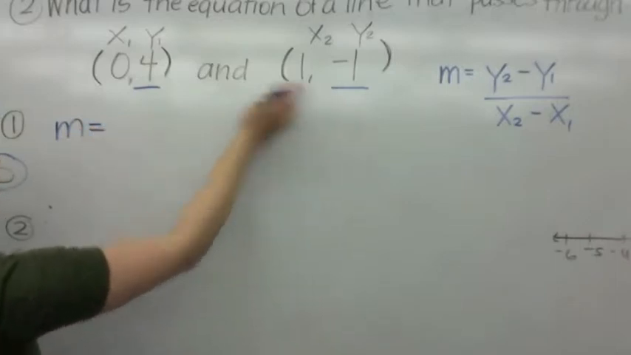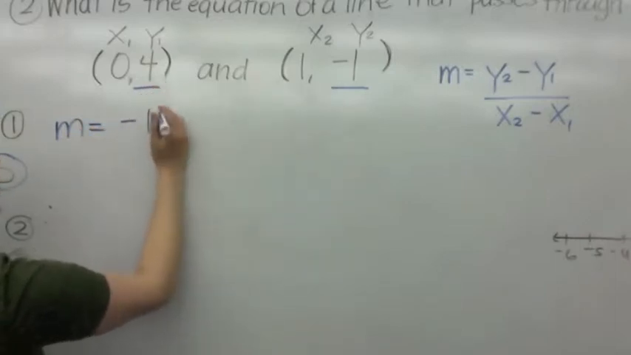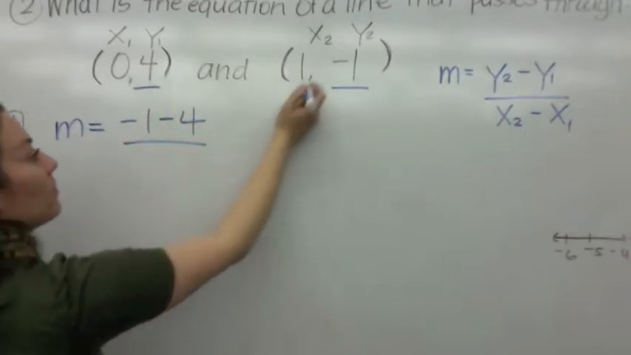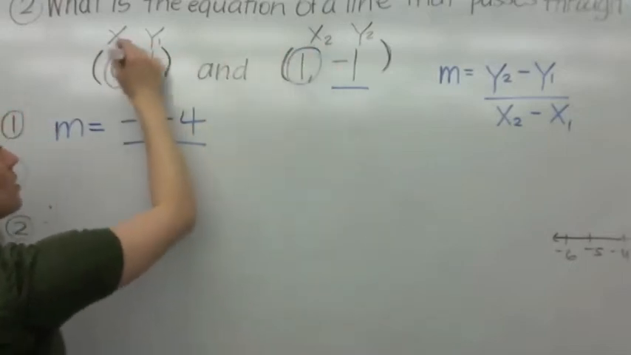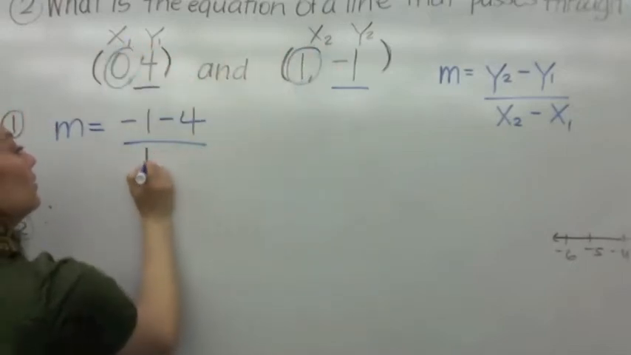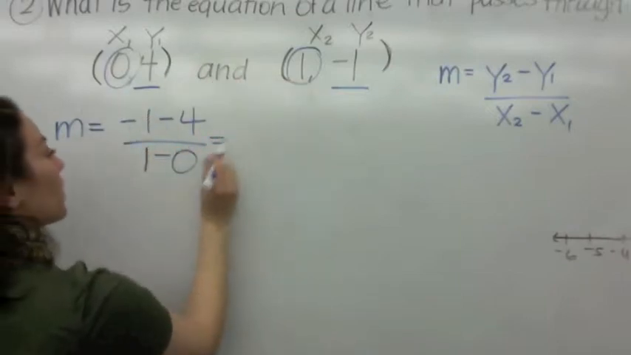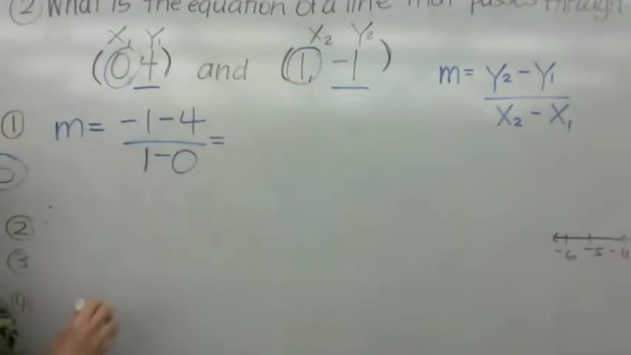Let's see, y2 is -1 and y1 is 4. So you're going to subtract 4. Okay, -1 minus 4. Divided by, let's circle the x-coordinates. We have 1, start with the one on the right first, minus 0. Good job. Okay, so let's find the fraction. Let's find rise over run.